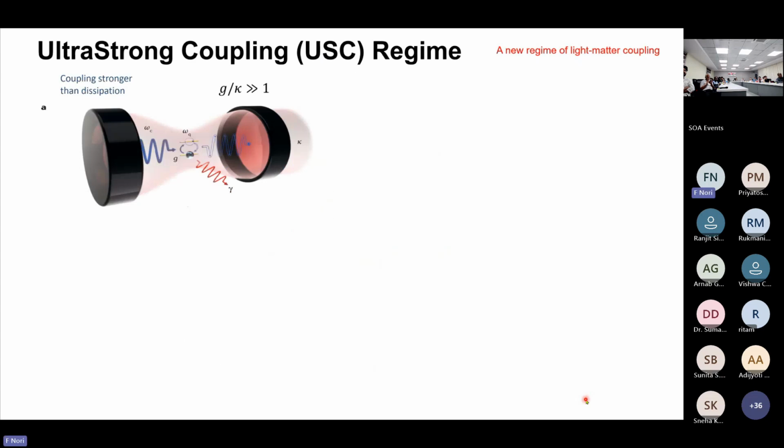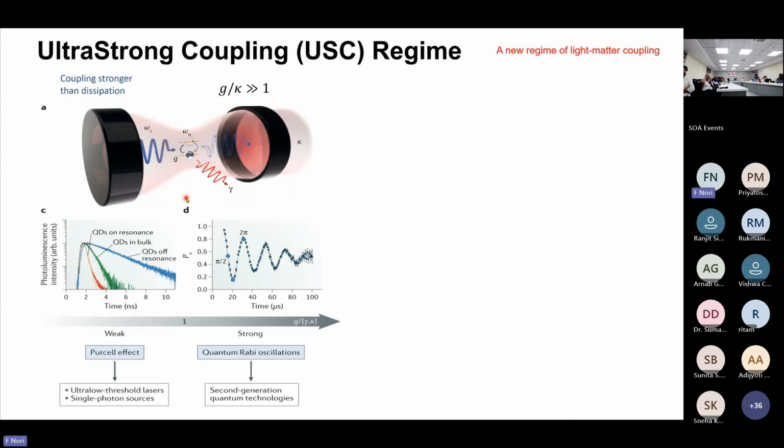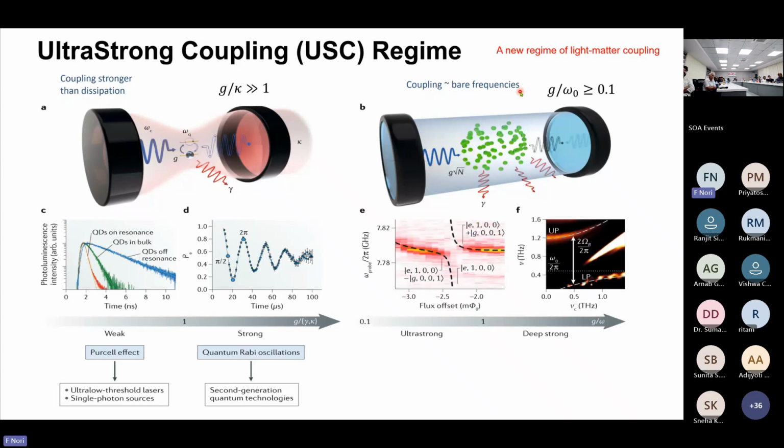So you have the cavity here, and the photon goes back and forth many, many times to enhance the coupling. You can see the Purcell effect, ultra-low threshold lasers, single photon sources, quantum Rabi oscillation. Second generation quantum technology started with this, but then people started pushing further, when the coupling is of the order of the bare frequencies, or at least 10%. This is a new regime of light-matter coupling in the past 15 or so years, but it's still attracting interest. And then you can do ultrastrong coupling and deep strong.